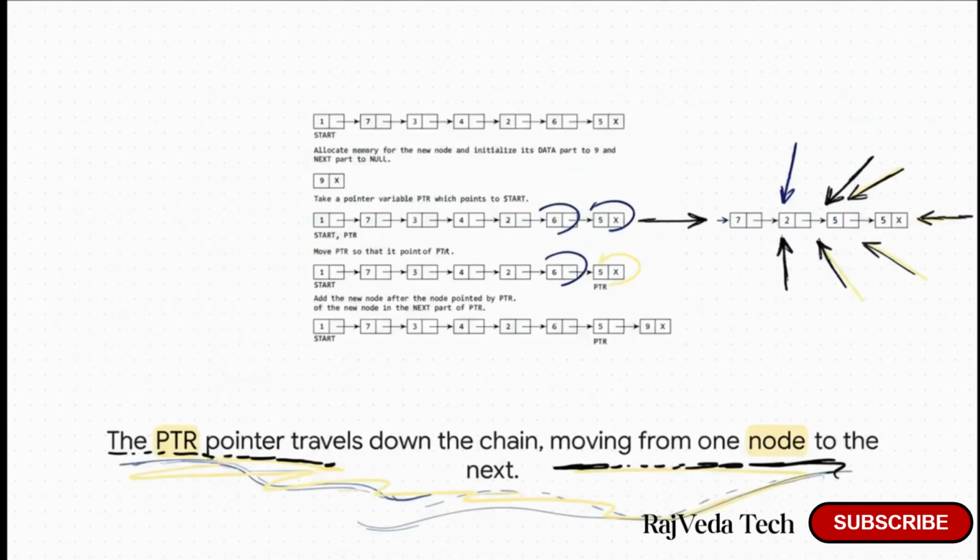We just keep asking PTR one question. Is the node you're pointing to null? Nope. Okay, move to the next one. How about now? Still no? Keep going. We just repeat this simple check until PTR lands on the very last node in our list.